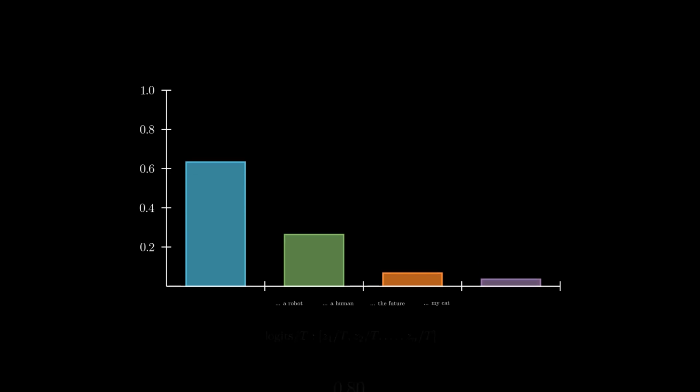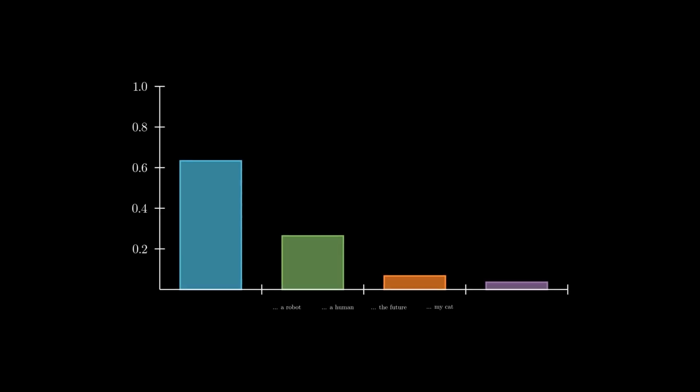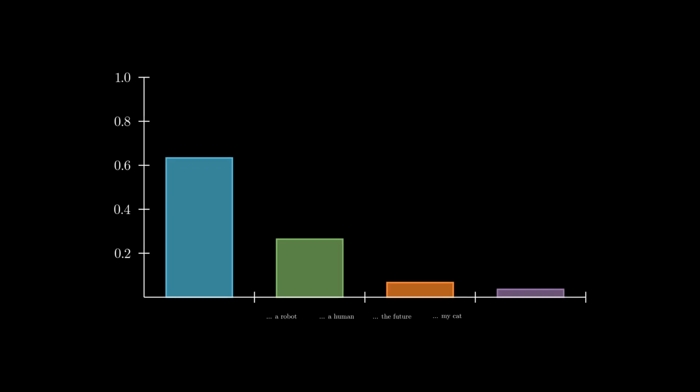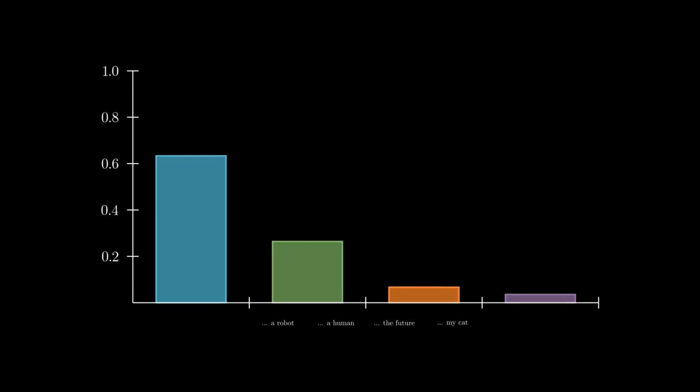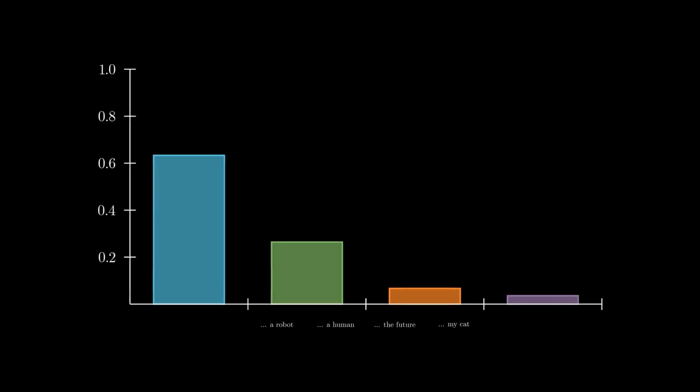Okay, now we have our temperature-adjusted probabilities. We are still not going to just pick the highest one. The final step is to sample from this distribution. Think of it like throwing a dart at a set of targets, where the taller bars are bigger targets. The highest bar has the best chance of being hit, but it's not guaranteed. Any of the other words could be chosen, according to their probability. Let's see what it picks.